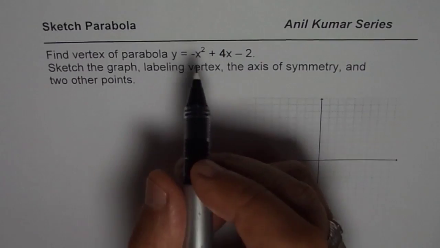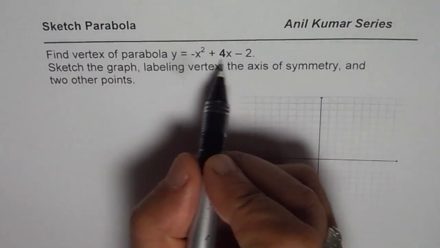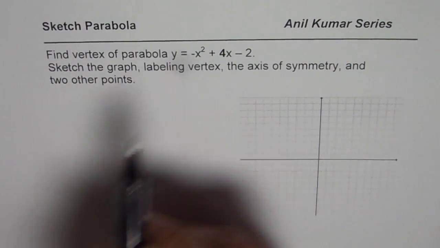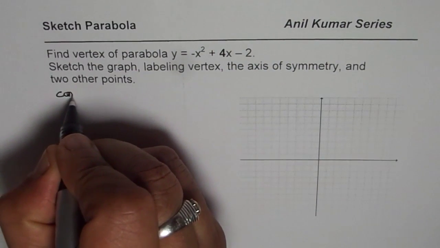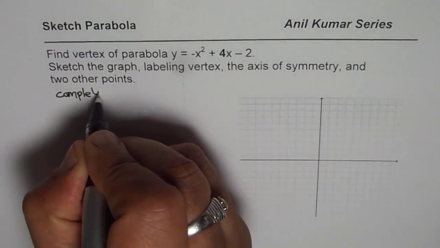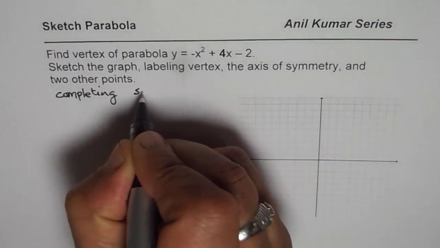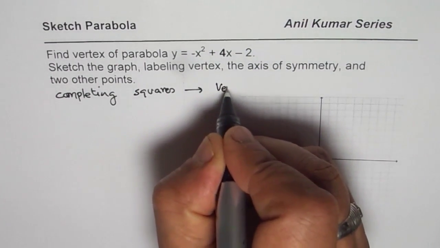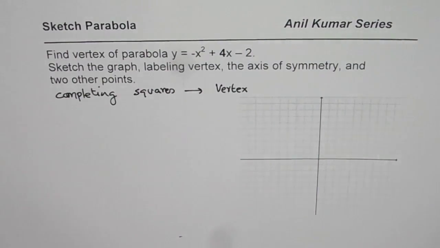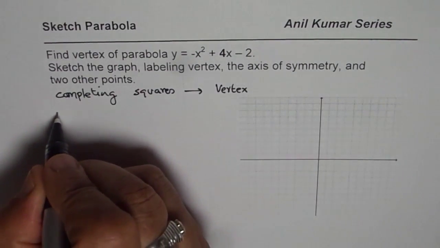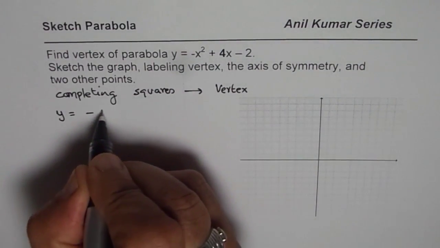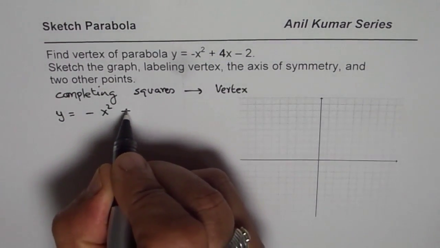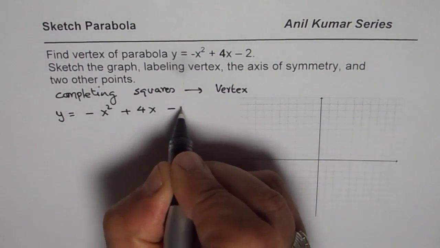Now we are given a quadratic equation in standard form. To find the vertex, we should complete squares. So we'll follow the method called completing squares, and this method helps us to find the vertex. That's the whole idea. So we have the equation y equals minus x squared plus 4x minus 2.